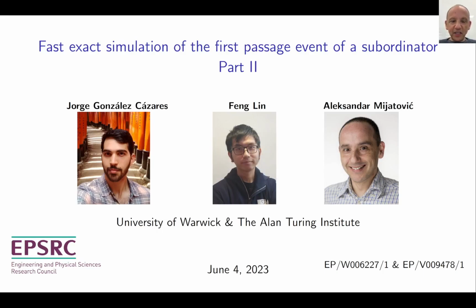Okay, so this is part two of the presentation on our fast exact simulation algorithm for the first passage event of a general subordinator. In part one, I described the algorithm and discussed its computational complexity. In this video, I will recall the algorithm briefly and then discuss the elements and ideas behind the proof of the complexity result, and show you also some numerical examples that are related to our motivation and interest in these type of problems.